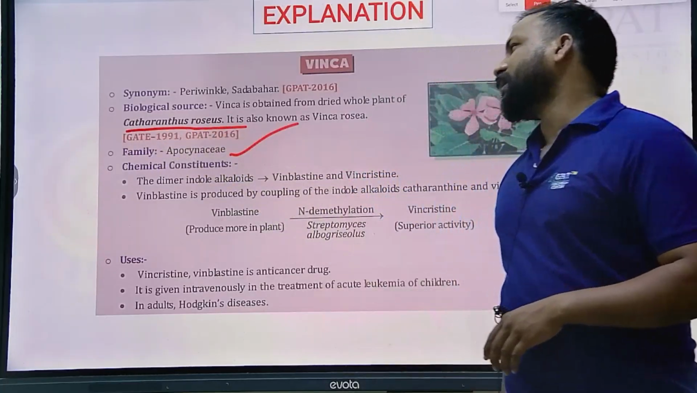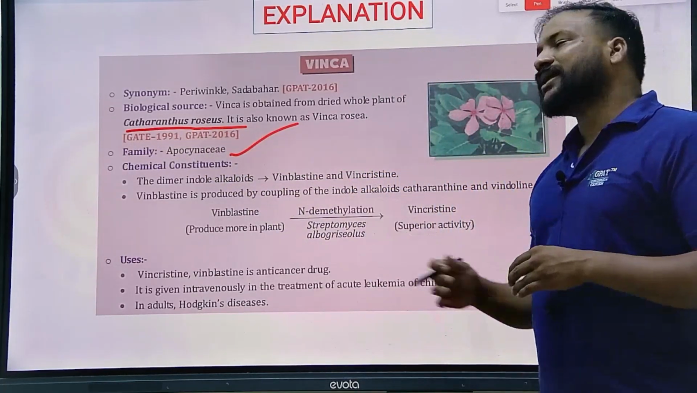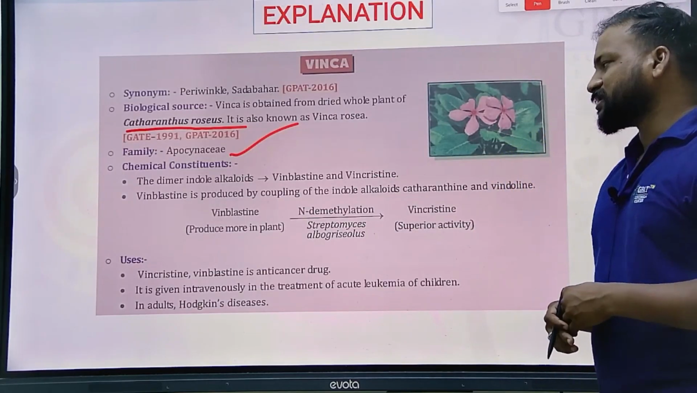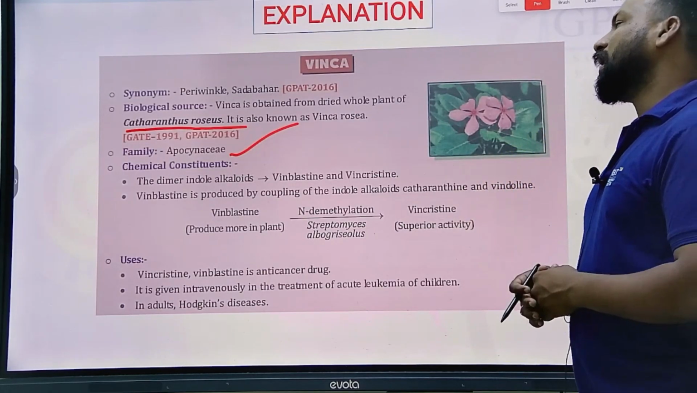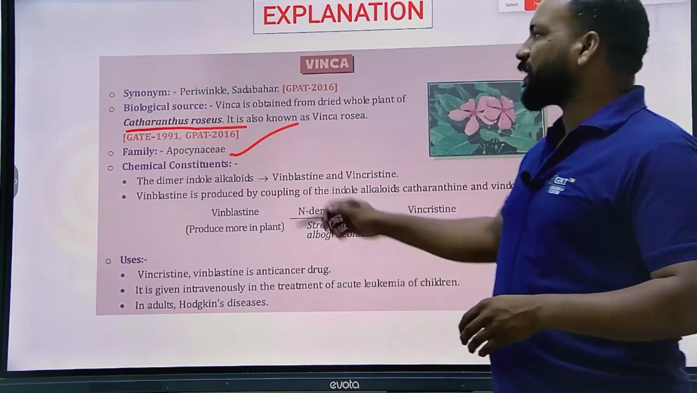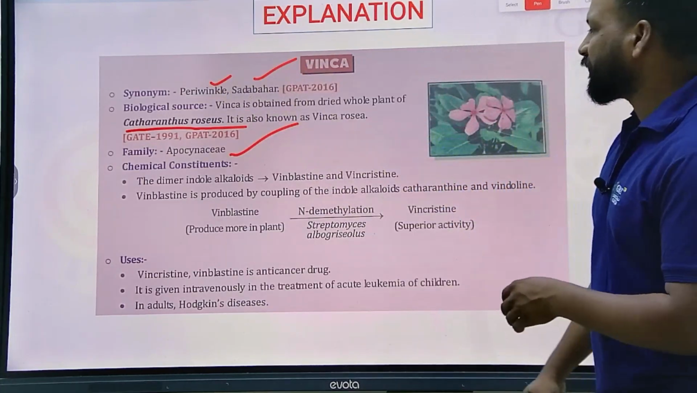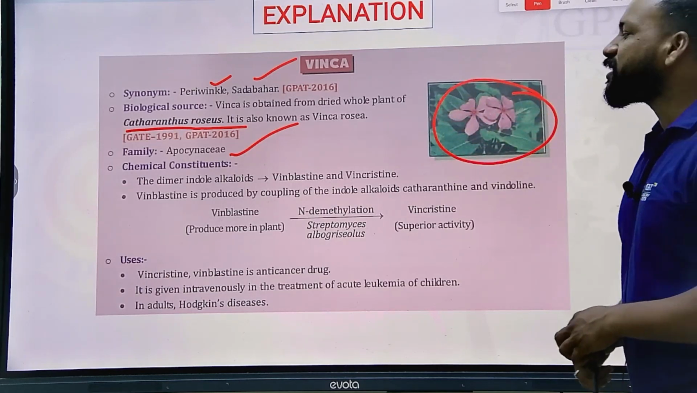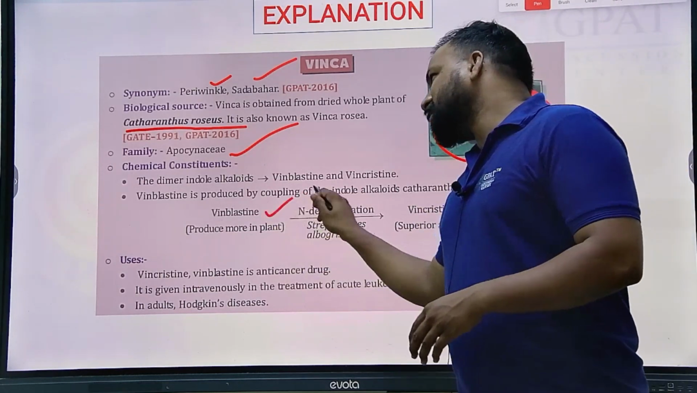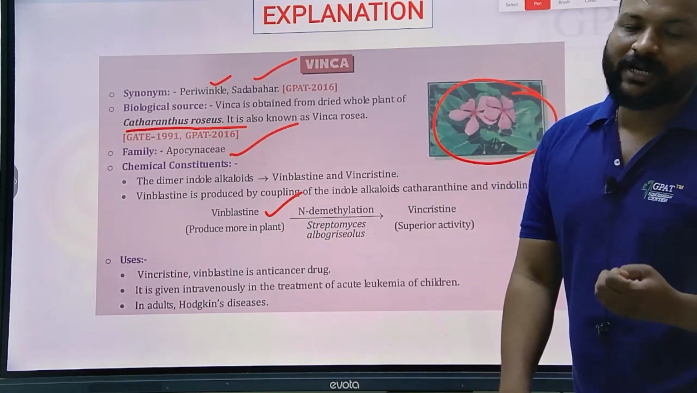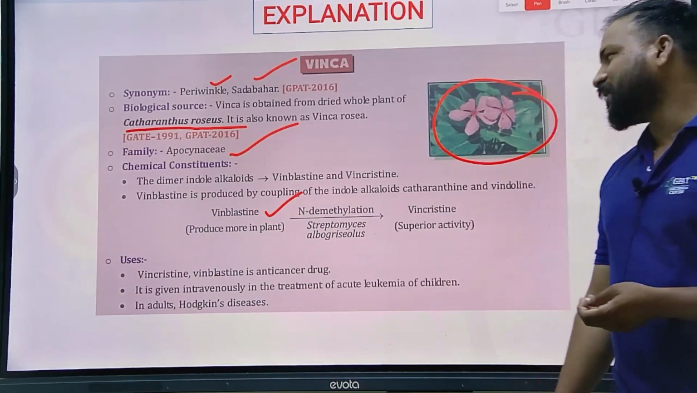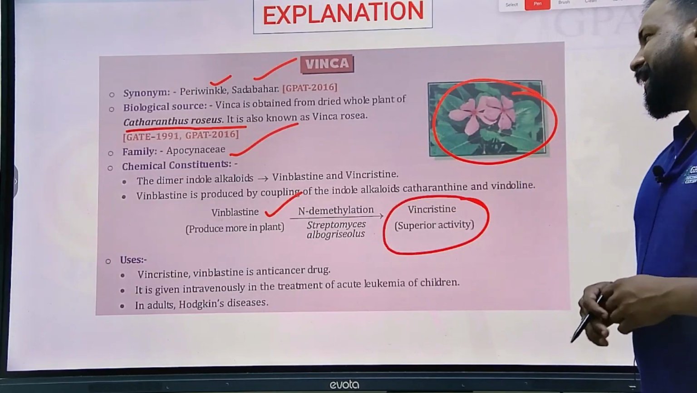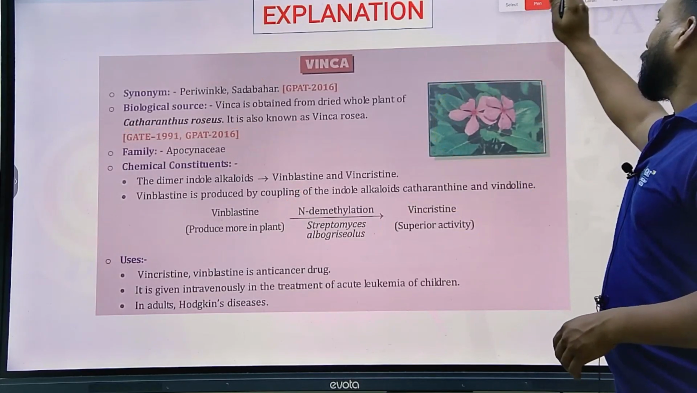Okay, vincristine and vinblastine are obtained from Catharanthus roseus, belonging to family Apocynaceae. All indole alkaloids: vincristine, vinblastine, vincolucosine, vinleucosine, all these things are obtained from Catharanthus roseus. It is known as periwinkle or sadabahar, an anti-cancer drug. Vinblastine is mostly available in the plant, produced in more amounts, but when you subject it to N-methylation, it gives vincristine, which has superior activity. Yes, it is an anti-cancer drug.